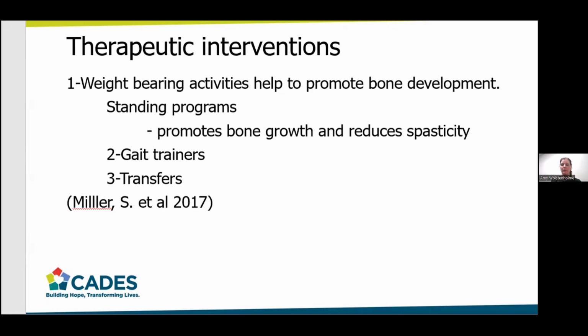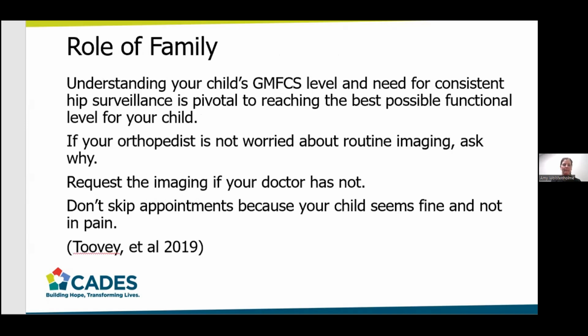While these are good core engaging activities, we use them also to encourage weight bearing in a functional manner and go through the developmental sequence. This helps to encourage bone growth. My hope is that this is a reminder of the importance of hip surveillance, and it will help you to take an active role in your child's hip health.